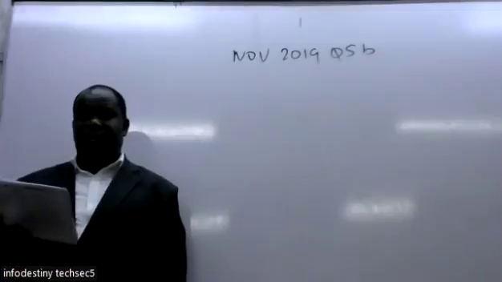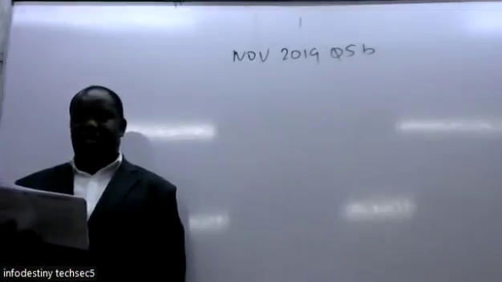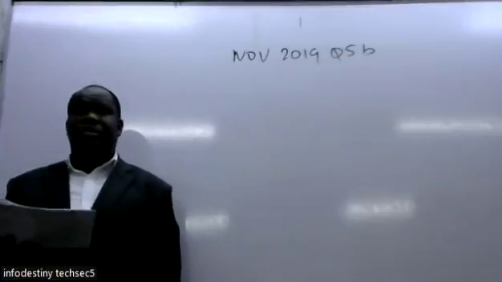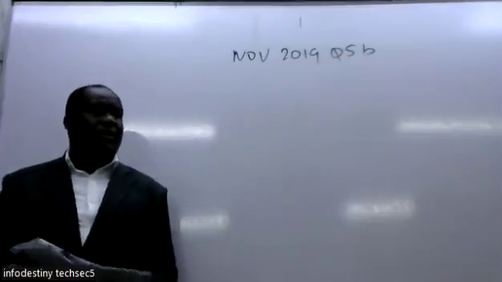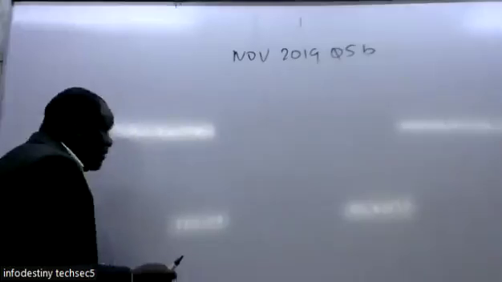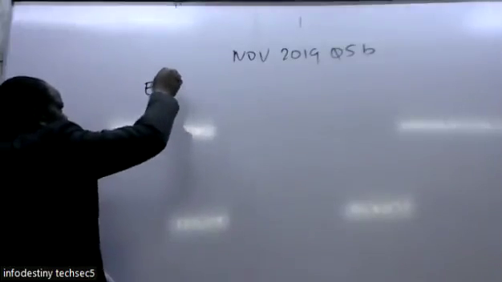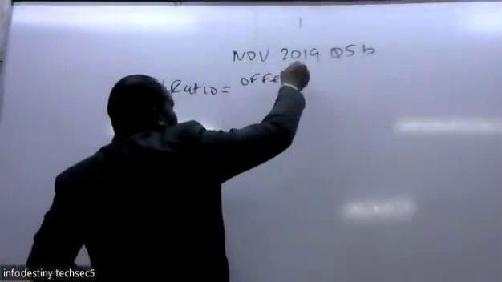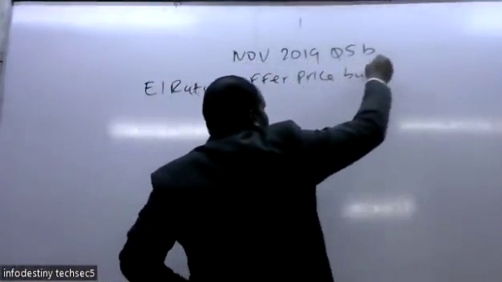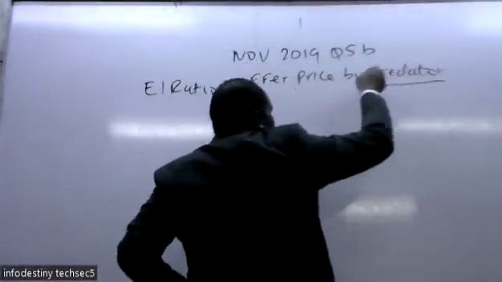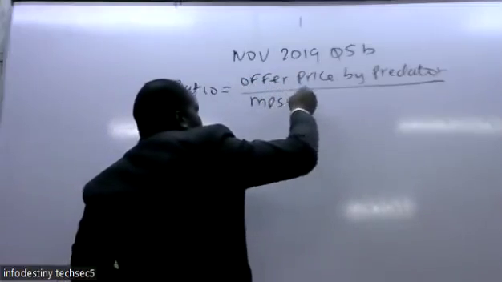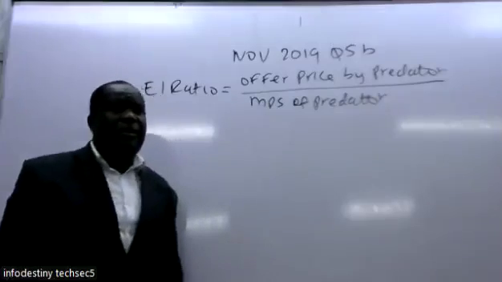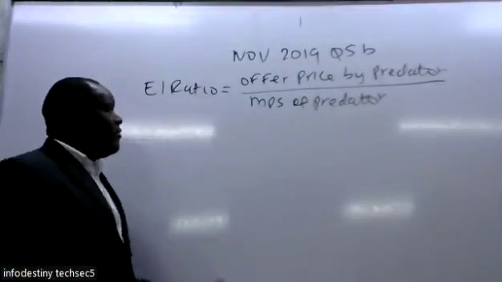So we start off with Roman letter one, how to calculate the maximum exchange ratio that A Limited should agree to, assuming that it does not expect dilution in the earning per share. First, we should know how to get the exchange ratio. In our previous class, we discovered that the exchange ratio is given by offer price divided by market price per share of the predator. The predator is the company acquiring the target.